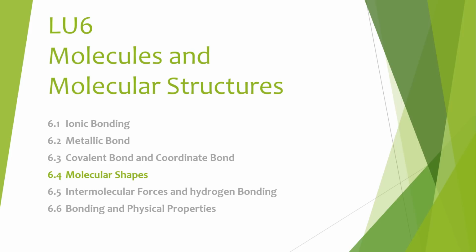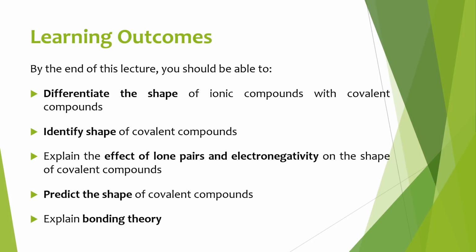For today's lecture, we're gonna learn more about 6.4 molecular shape. By the end of this lecture, you should be able to differentiate the shape of ionic compounds with covalent compounds, identify the shape of covalent compounds, explain the effect of lone pair and electronegativity on the shape of covalent compounds, predict the shape of covalent compounds, and lastly, explain bonding theory.